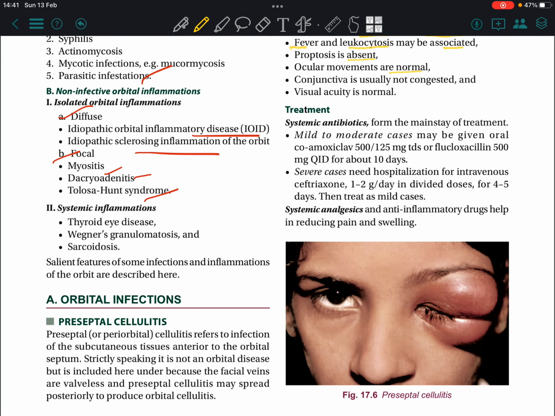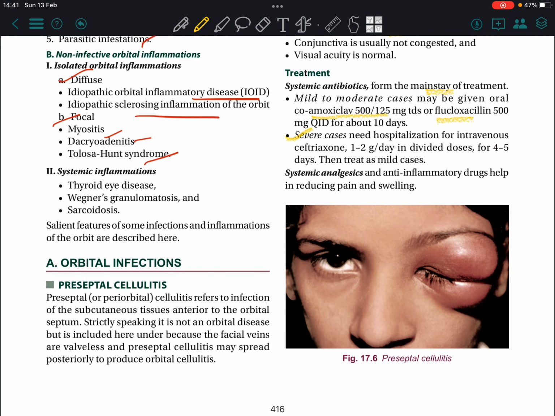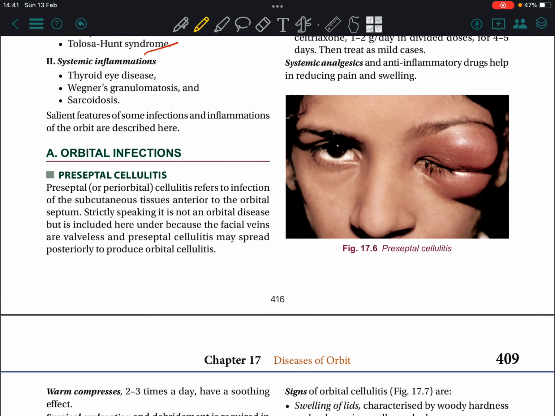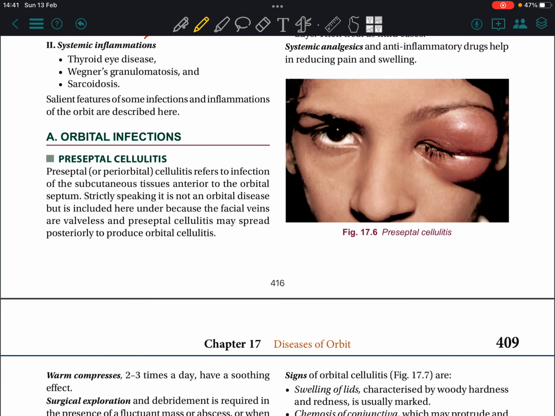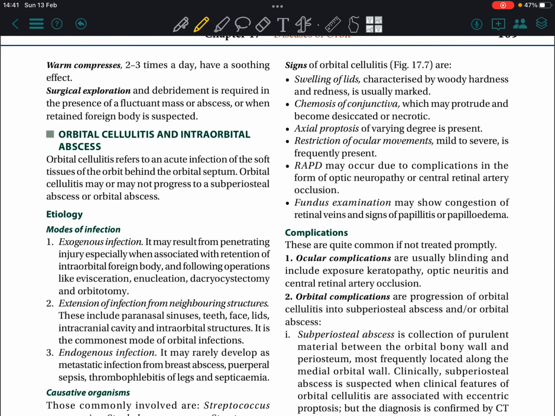Treatment: systemic antibiotics are the mainstay, amoxicillin 500 mg with 125 mg clavulanate TDS, or flucloxacillin. In severe cases, ceftriaxone 1 to 2 grams per day in divided doses. Analgesics to reduce pain and swelling.